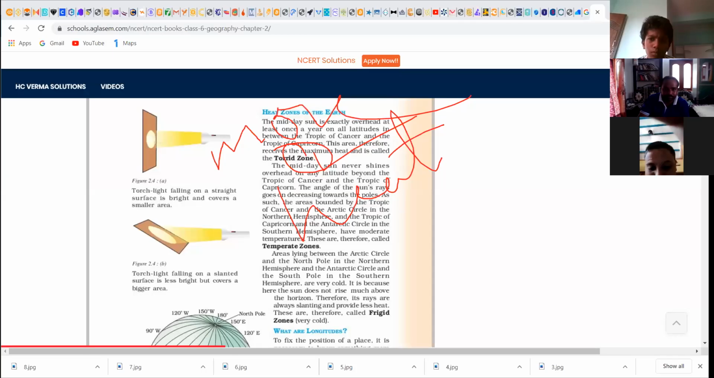So more temperature is seen in the torrid zone. That's why the places present in the torrid zone have more light and more heat. So heat is more.